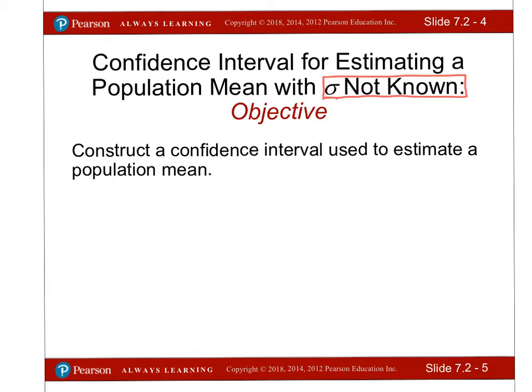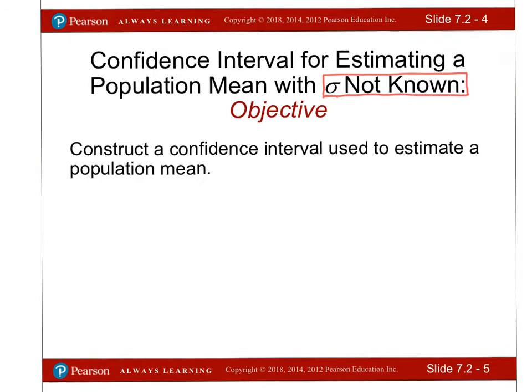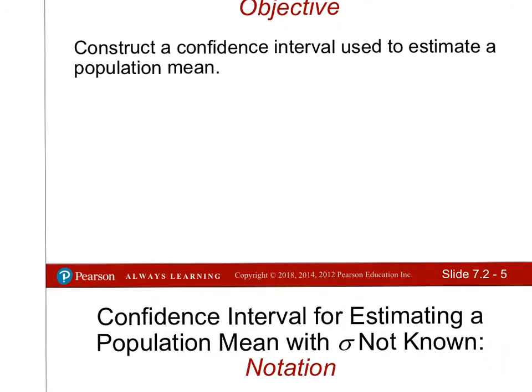But the first thing you determine when you're trying to find a confidence interval for estimating a population mean is you ask, do I know sigma or do I not know sigma? If you do not know it, then you'll proceed with the method that we're going to talk about here. All right?